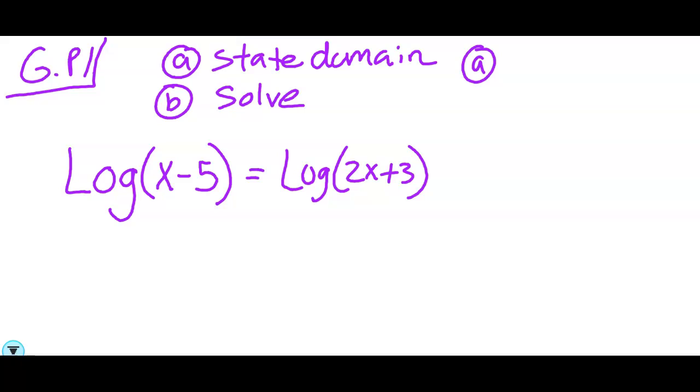For the first one? So you're going to cross out... So we're not going to cross anything out yet. Remember, I started backwards. I just want to find the domain. So you're going to write x minus 5 is greater than 0. Good.